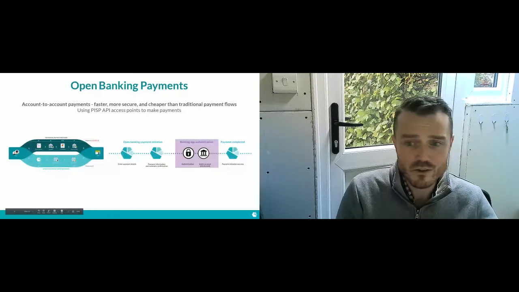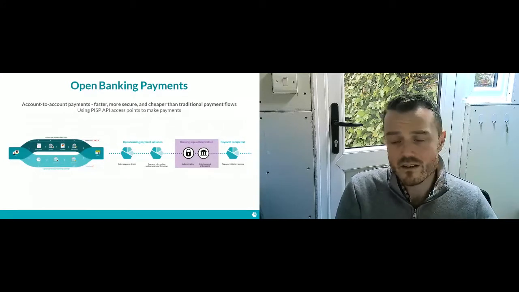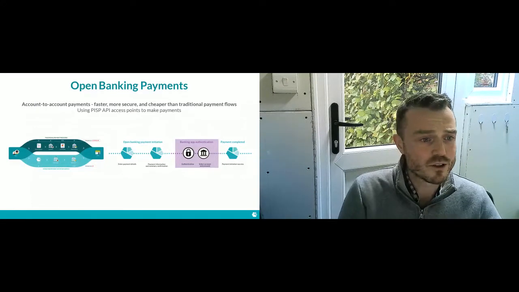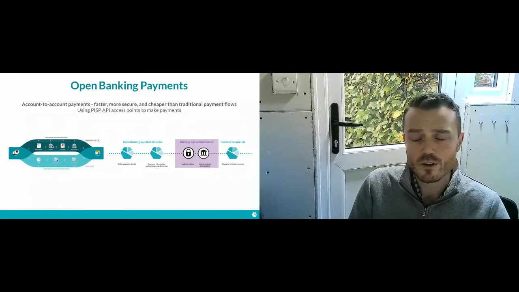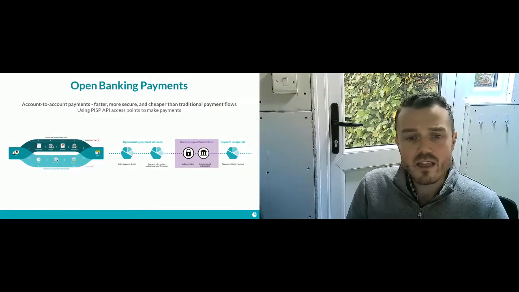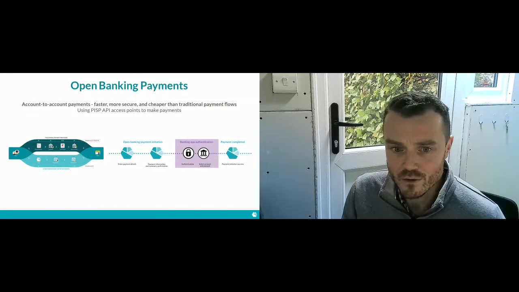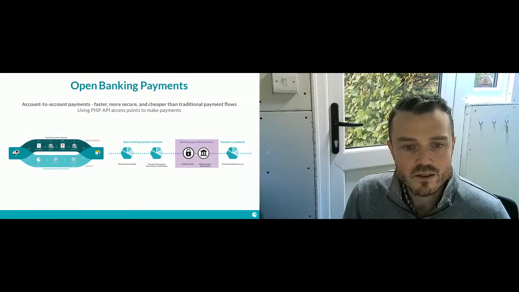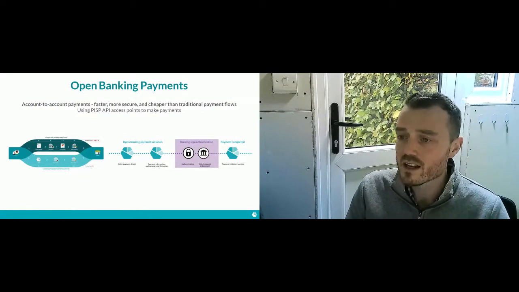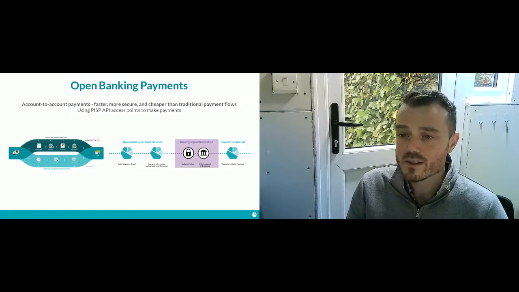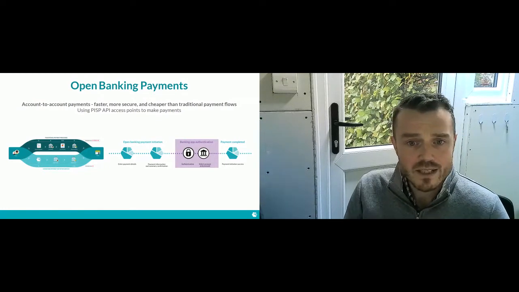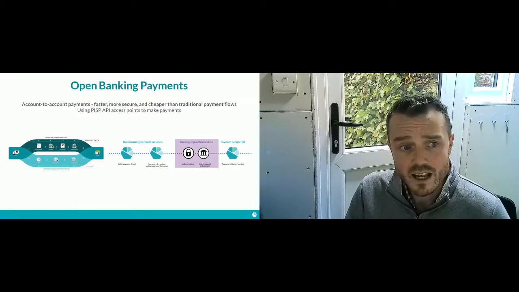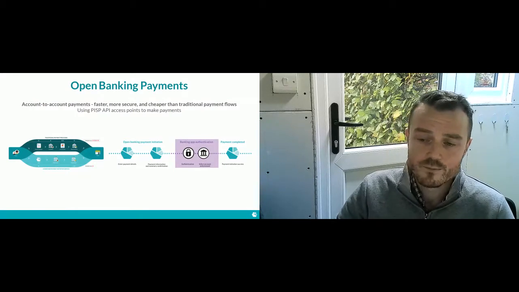More secure because you have to go through the authentication, whether that be using biometrics or using your online banking details. And they're much cheaper than the traditional payment flows because for charities, they're using the merchants like Visa and MasterCard, which charge a fee against those payments. So even though you're giving potentially £10 to charity, £10 does not necessarily mean it reached the charities.